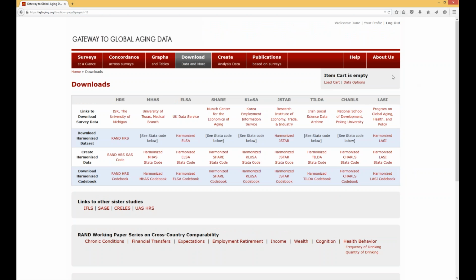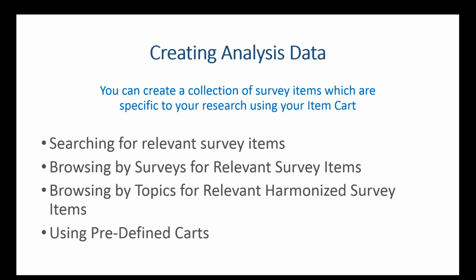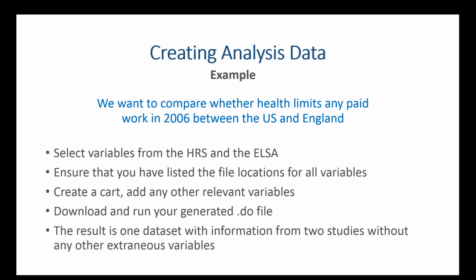So let's go through an example where we create an analysis data cart. Let's say we want to compare whether health limits any paid work in 2006 between the US and England. So we can select variables from the HRS for the US and ELSA for England. We have to make sure we have those file locations listed. We'll create a cart. We can download a do file, which the gateway will download for you. And the result is going to be one data set with information from two studies without any extraneous variables.